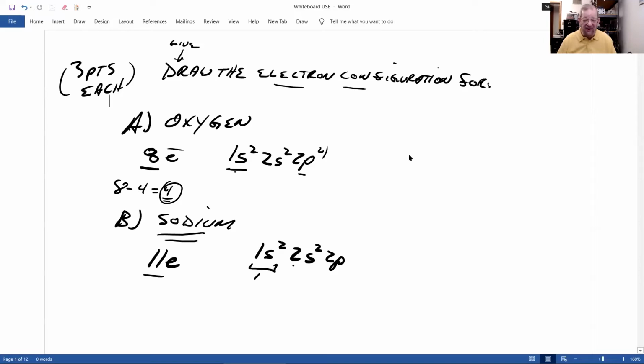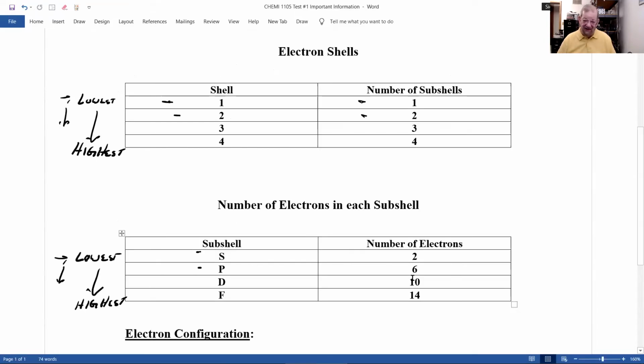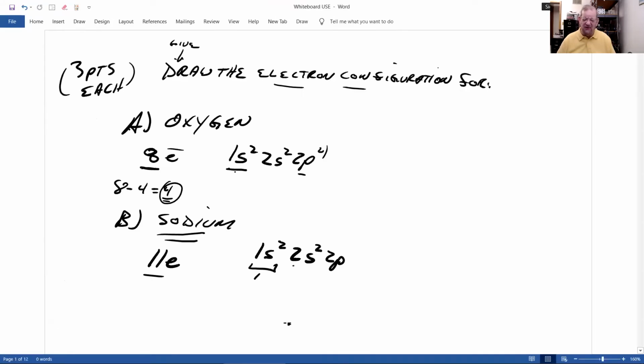And how many electrons can we put in any p orbital? Well, you don't have to memorize that because it's on important information. P, I can put in 6 electrons. If you haven't figured out, I already know these, but you don't have to memorize them. So I've got 4, I need 7 more, so I can put 6 in there. This is 2 plus 2 plus 6 is 10. I have to go to 11. Therefore, 11 minus 10, I've got 1 more electron to go.